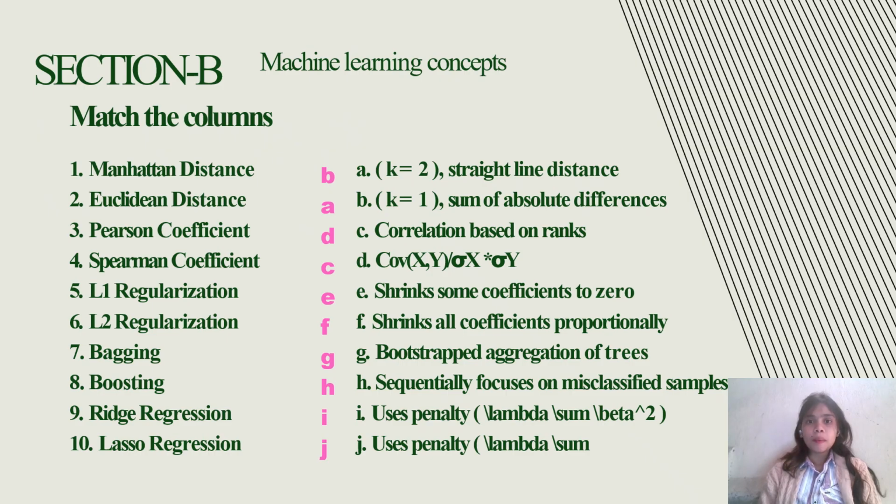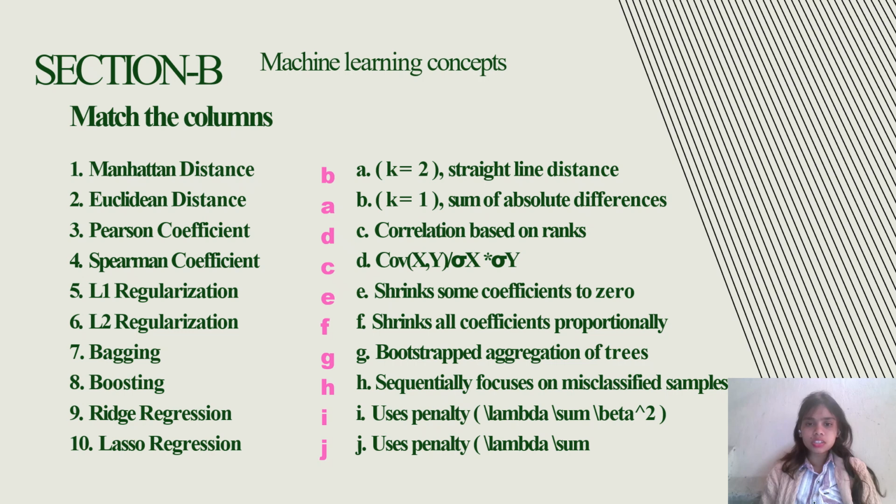Section B. Machine learning concepts. Match the columns. First, Manhattan distance, K equals 1, sum of absolute differences. Second, Euclidean distance, K equals 2, straight-line distance. Third, Spearman coefficient, correlation based on ranks. Pearson coefficient, sigma XY divided by sigma X into sigma Y.